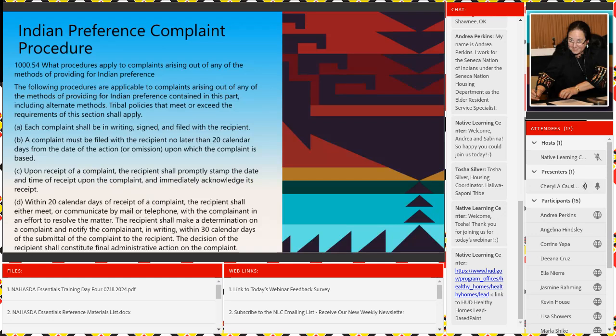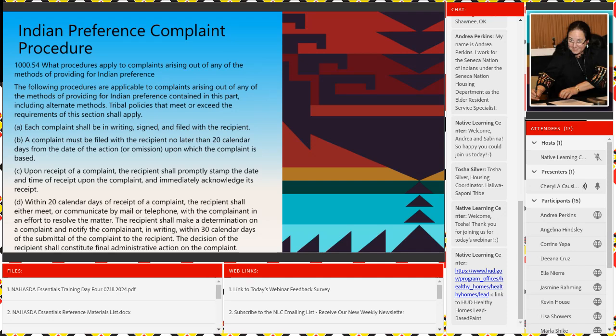What procedures apply to complaints arising out of any of the methods for providing Indian preference? The following procedures are applicable to complaints arising out of any method for providing Indian preference contained in this part, including alternate methods. Tribal policies that meet or exceed the requirements of the section shall apply. Each complaint must be in writing, signed, and filed with the recipient no later than 20 calendar days from the date of the action or omission upon which the complaint is based. So you can adopt this language as your complaint procedure if you don't have it.